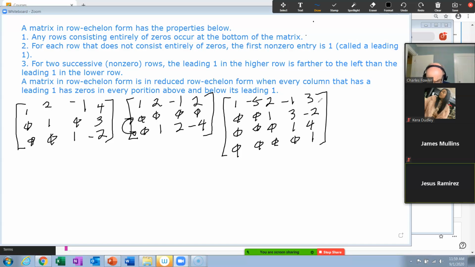So let's go on to D. Here is D. It's a 1, 0, 0, -1. 1, 0, 0, -1. 0, 1, 0, 2.